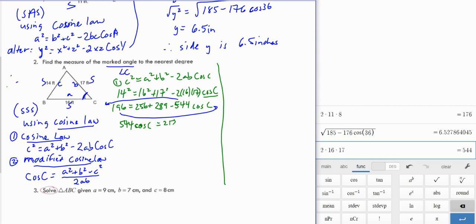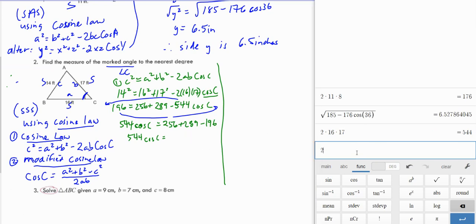Oh, my pen's acting out again. 256 plus 289, now minus, we brought the 196 over. All right, good. So now I have 544 cos C. And then what's this going to be? 256 plus 289 minus 196 gives me 349.